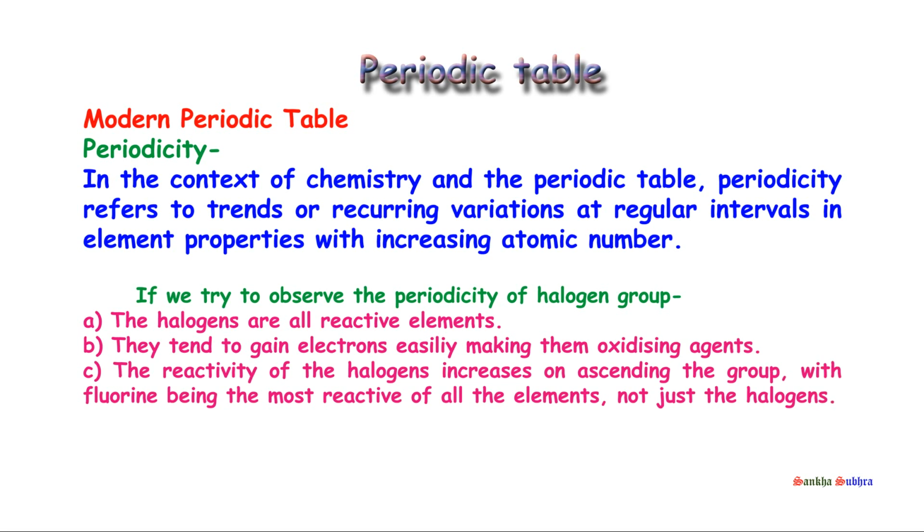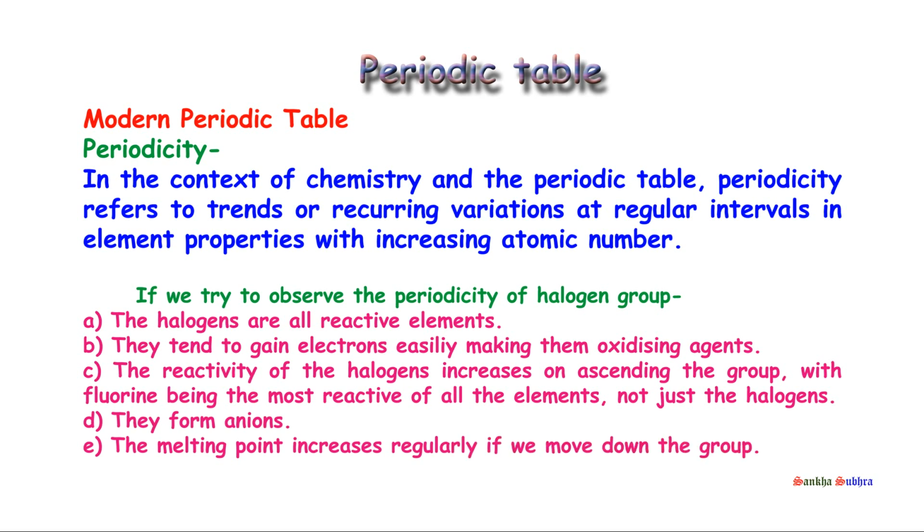The reactivity of the halogens increases on ascending the group. That means if we move upward through the group, we will find that fluorine is the most reactive as it is placed at the top of group 17. They form anions. That means all the halogens accept an electron and become anions. The melting point increases regularly if we move down the group. That means the metallic character is going to increase.